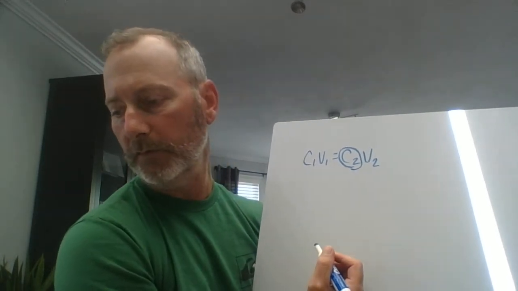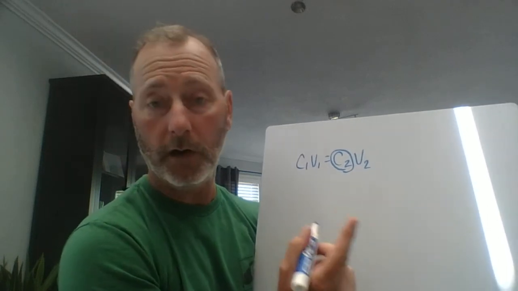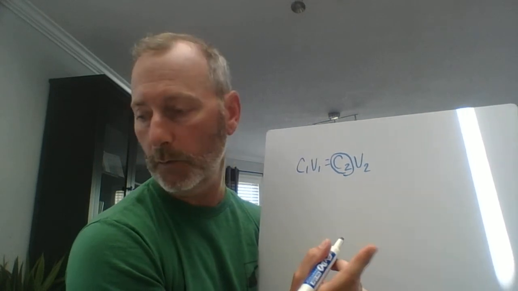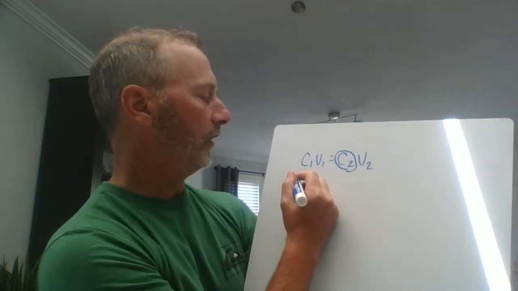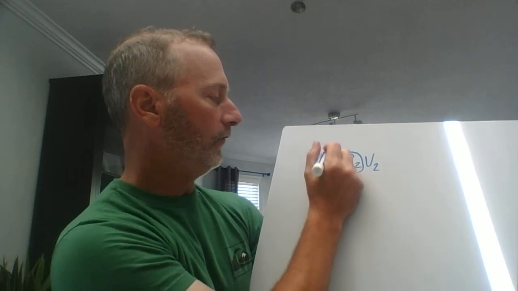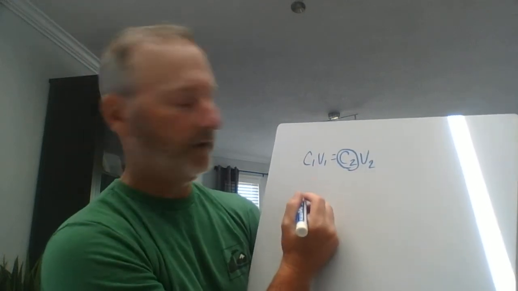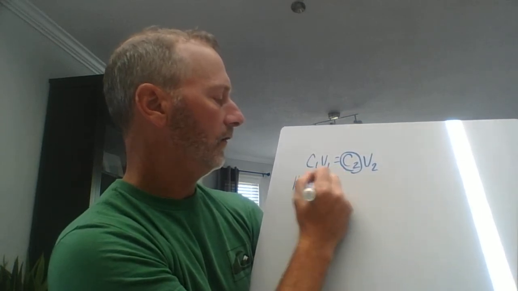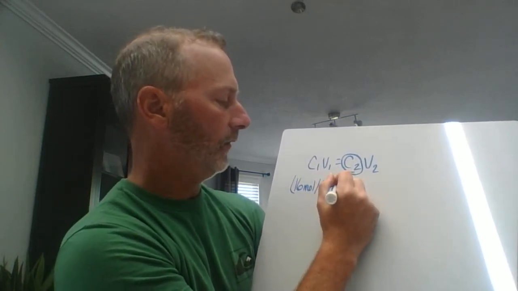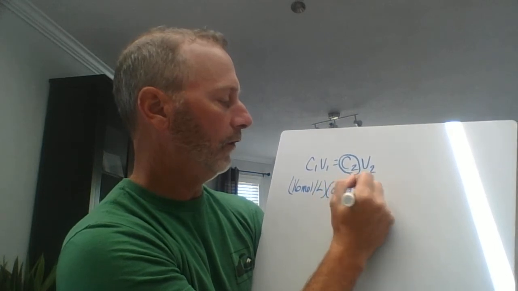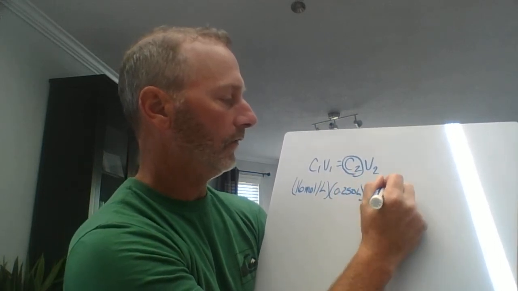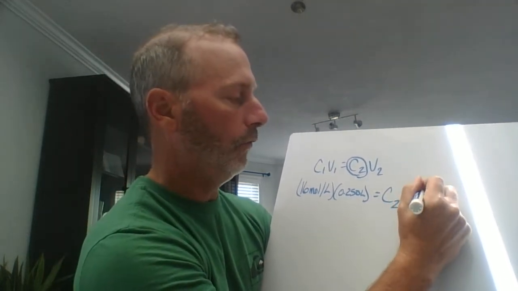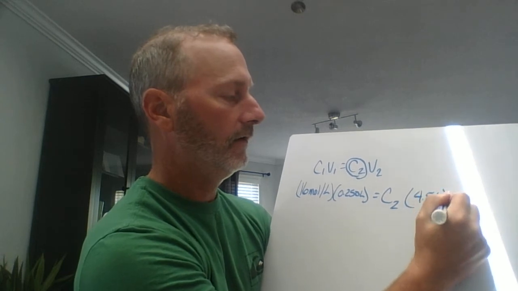So it says we've got 250 mLs. Now, remember, our units for concentration are moles per liter. So if you get a milliliter value, you've got to convert it right away. So 250 milliliters is what we're starting with. So that's our initial volume. And the initial concentration is 16 moles per liter times 0.250 liters equals C2 times the volume we want, which is 4.5 liters.